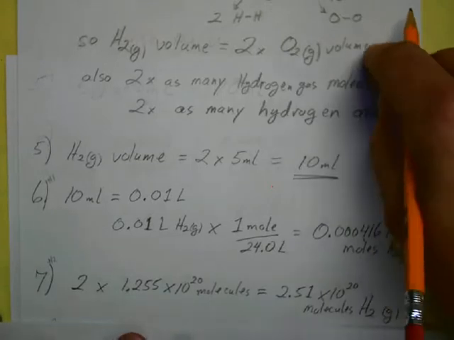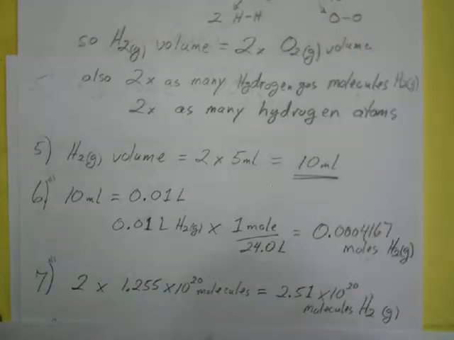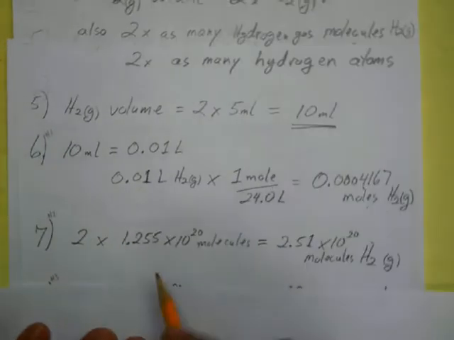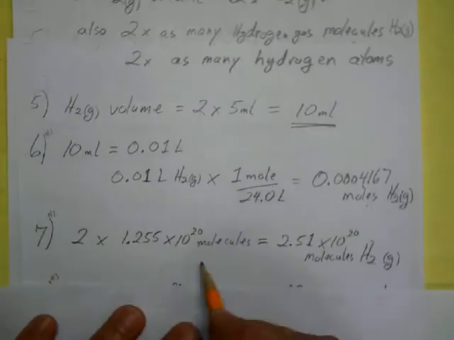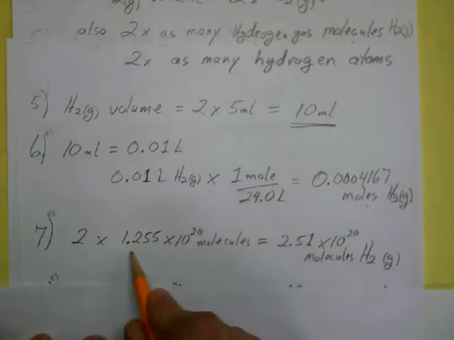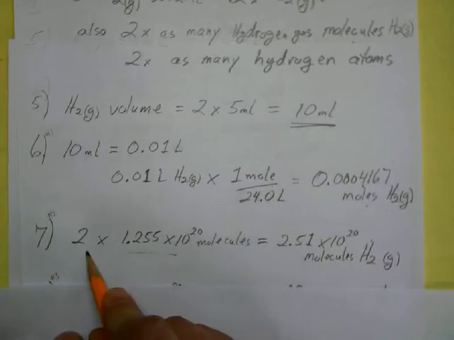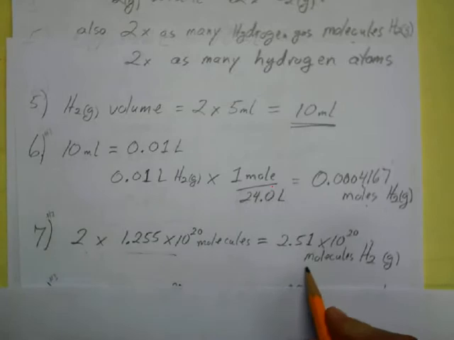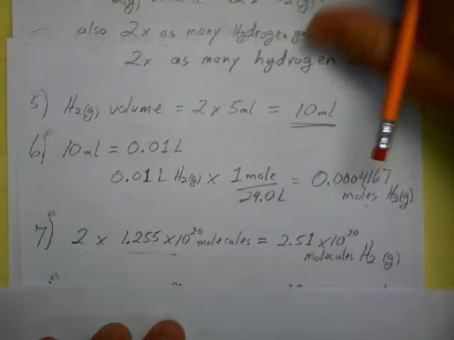Number 7 was like number 2. You could work at using Avogadro's number, except since I know there's going to be 2 times as many molecules as oxygen molecules, I'm going to use my number of oxygen molecules for number 2, which is right here, and simply multiply it by 2. It gives you this many molecules of hydrogen gas, 2.51 times 10 to the 20th.